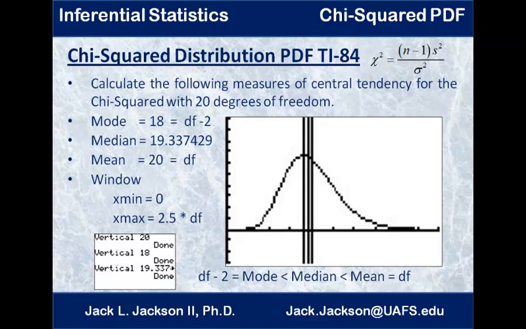But you could try this out on several different degrees of freedom and find the mean and the mode, and every time you're going to find that the mean is the same as the degrees of freedom, and the mode is always 2 less than the degrees of freedom. So there's always a distance of 2 between the mode and the mean. The median is always somewhere between those two values.